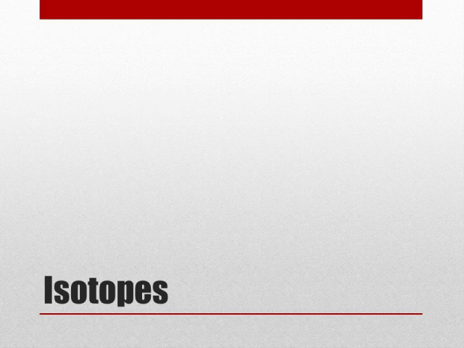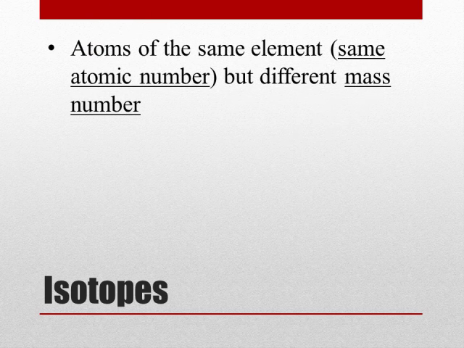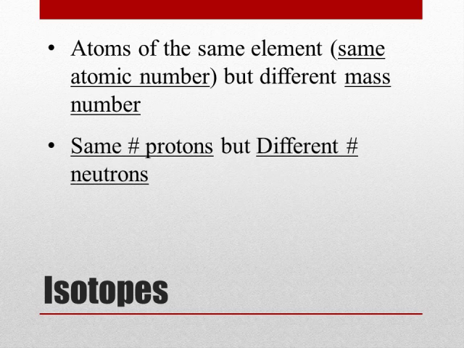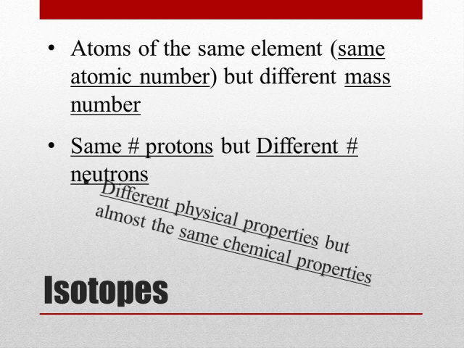Although all of the atoms of a given element must contain the same number of protons, the number of neutrons may vary. These types of atoms, or forms of atoms, are called isotopes. Isotopes are atoms of the same element that have different numbers of neutrons and hence have different mass numbers.